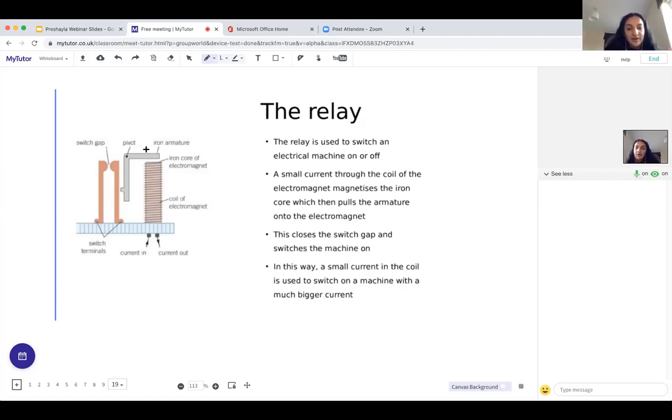Then the pivot allows the iron armature, when the iron armature goes down, it hits the orange things here. If it hits that, the switch gap goes together, they come into contact with each other, we get a complete circuit, and our machine switches on. So the machine's over here. Okay, so that's how that works.